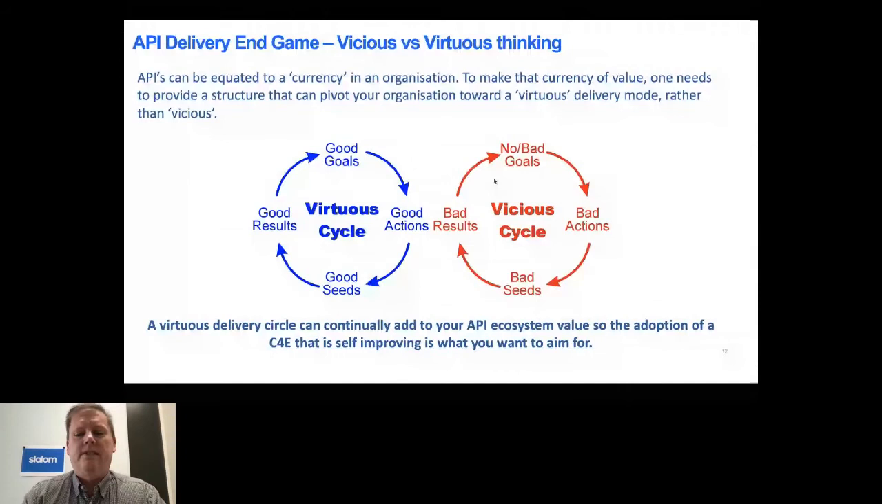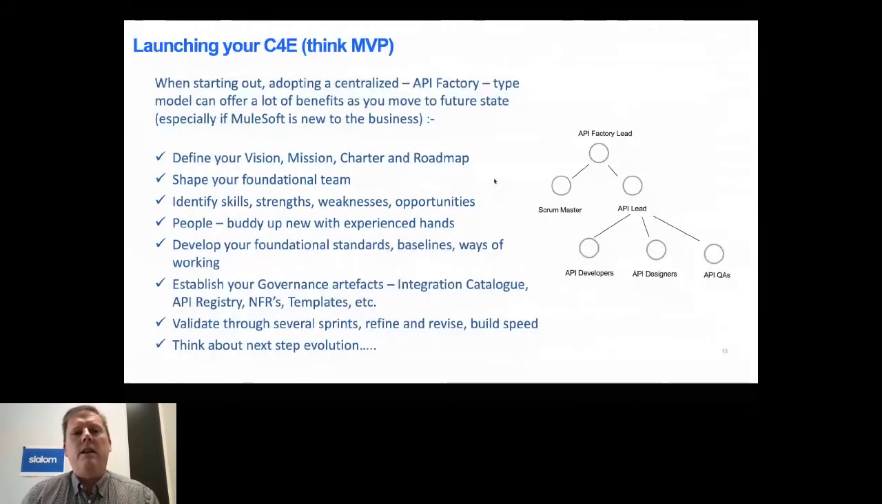Went too far then. So when you're launching your C4E, you nearly need to think about it as a minimum viable product. Winning the hearts and minds of stakeholders is really important. And so you want to start out in terms of what it is that you need to achieve with that. And we're talking about things like having a clear vision and a mission for that C4E. What is it trying to do to deliver MuleSoft in your organization? And what does good look like? And setting out that roadmap for delivery.